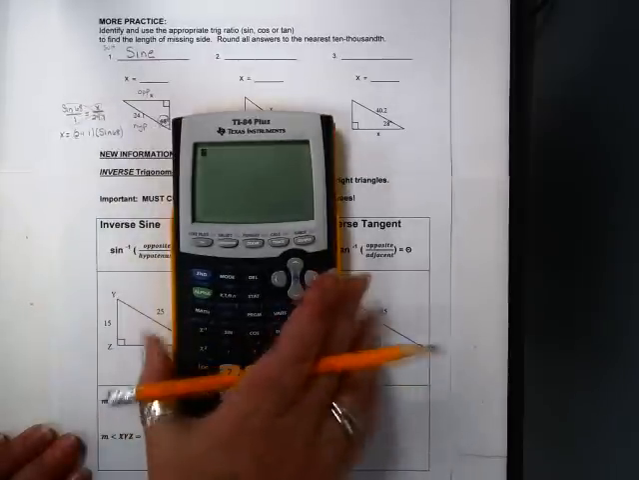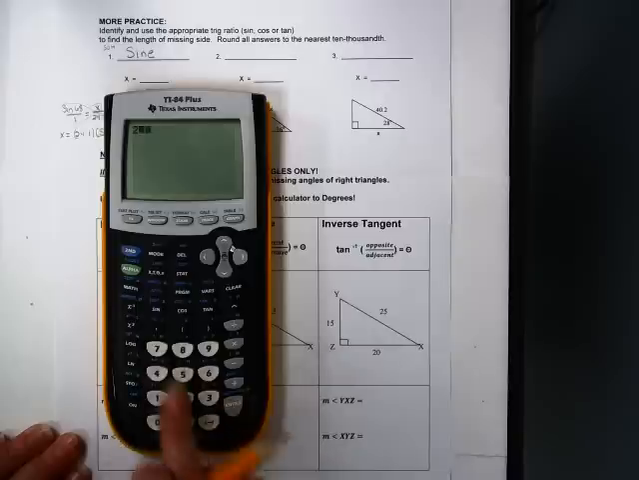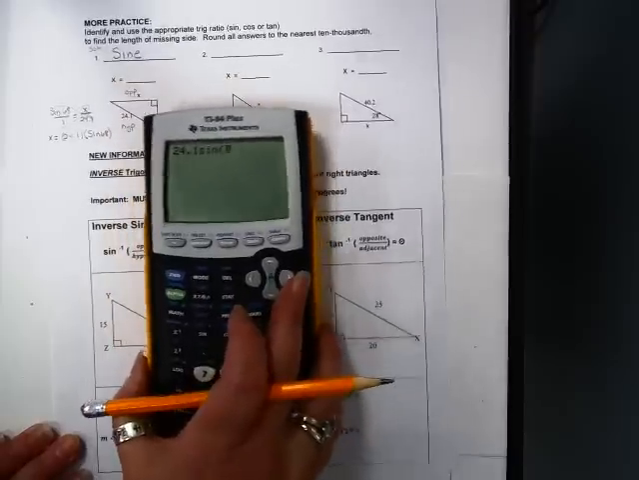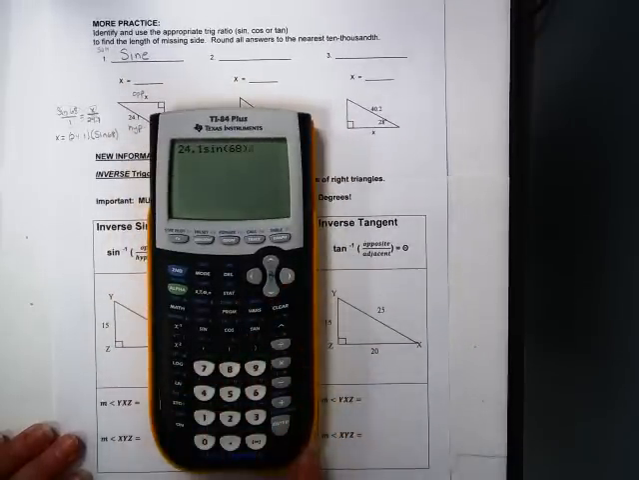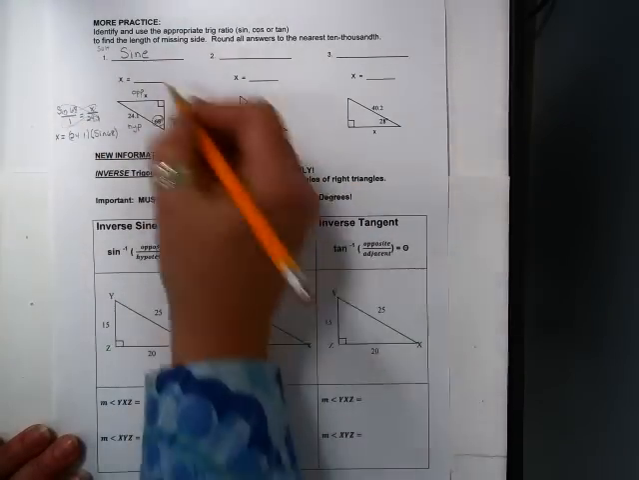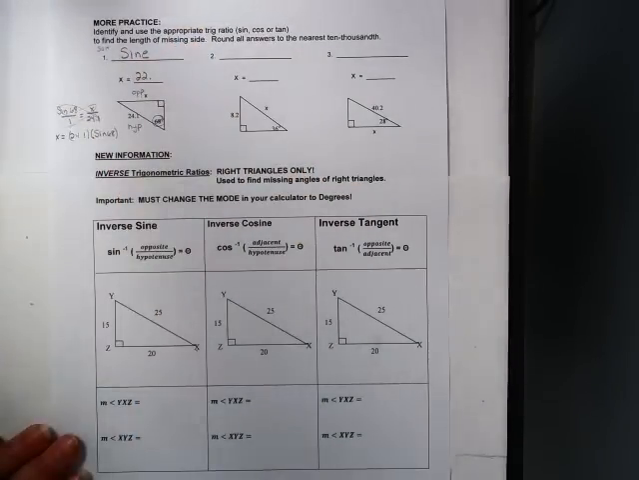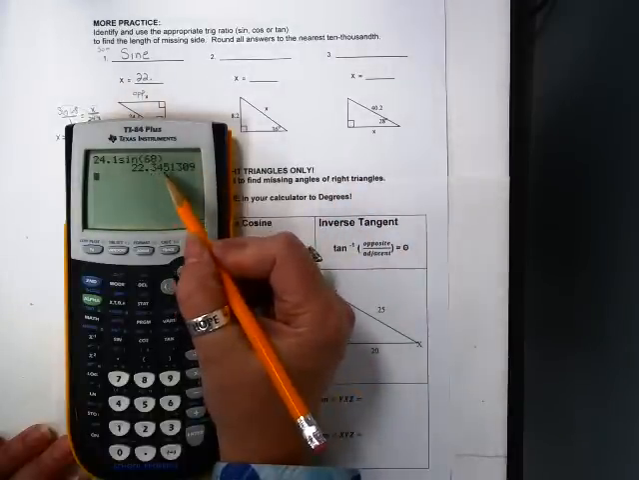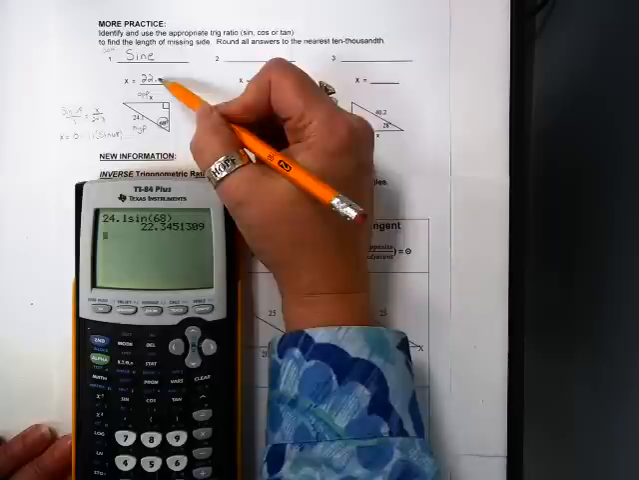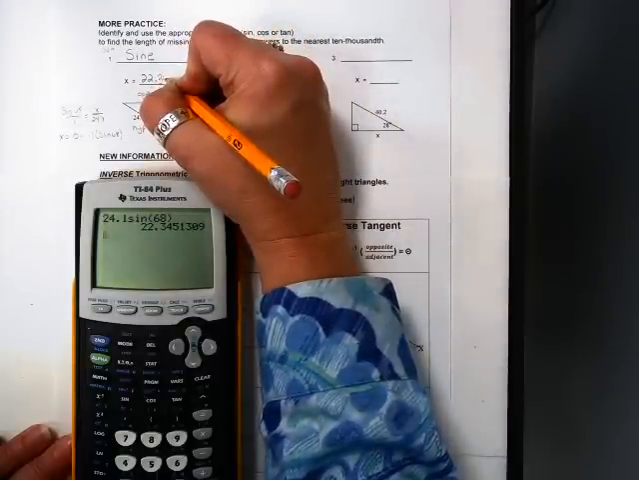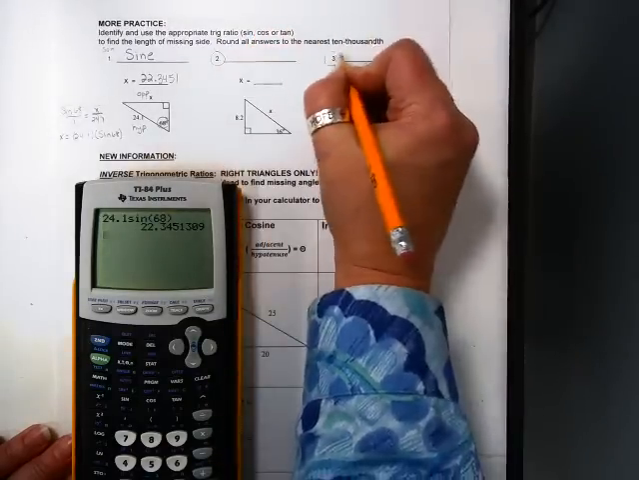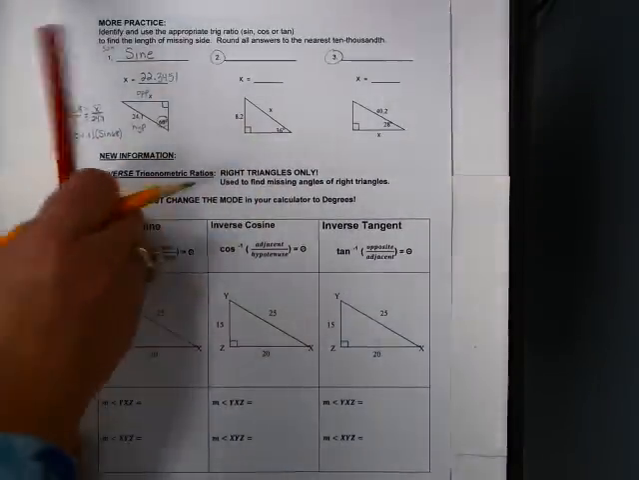Okay, so here I'm going to put 24.1 times, I don't have to put the times, I just put sine, and then 68, close parentheses, enter. That is going to be 22.3451309. And remember, round to the nearest 10,000. So that's going to be 22.3451. You're going to do number 2 and number 3 on your own and bring those in.